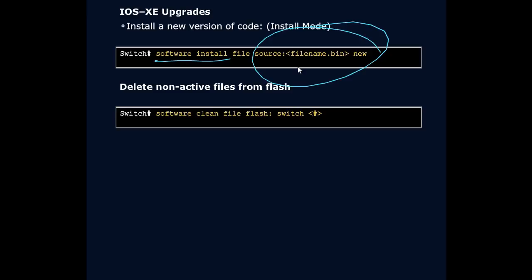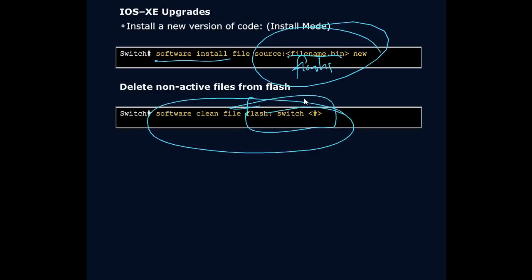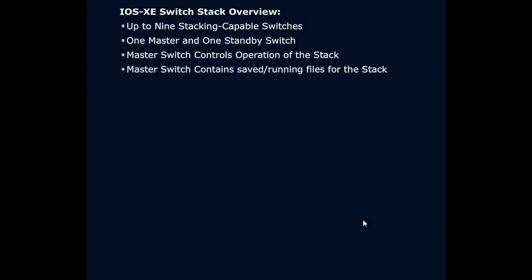If the source is a file name .bin or in flash, you would note where it is in your environment. Now, once you have installed this new software, please delete the old software or old files from flash. Use software clean, flash, and then location. Make sure you remove older software so you don't run into using it by default when there's some type of failure.